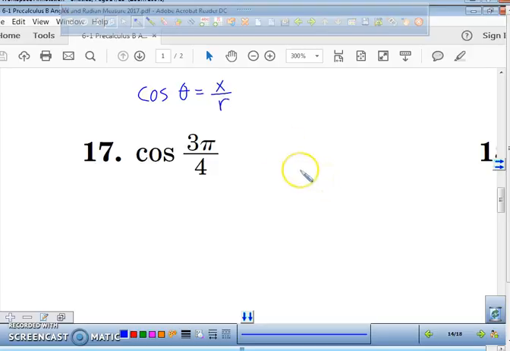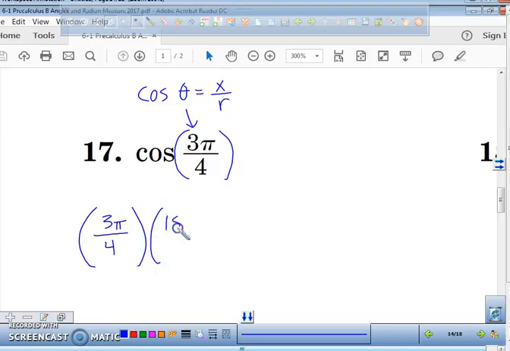So what we're going to do first is figure out what theta is equal to in degrees. I'm going to do 3π/4 and multiply that by 180/π. I just want to figure out where we are on the unit circle. So, what's going to cancel out? These π's will cancel out. On the calculator, just do 3/4 times 180.